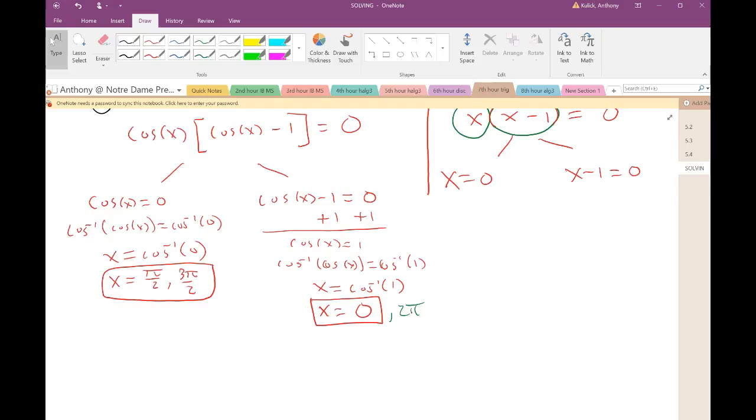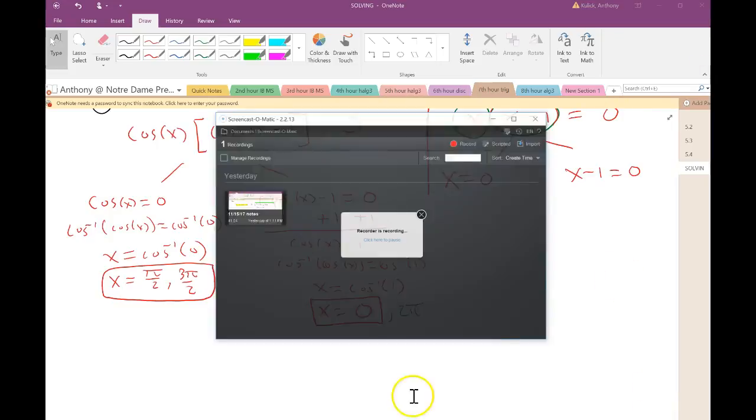We have 5 minutes left. I don't think I can start and finish another example in that amount of time. Let's stop here. I don't have anything for you guys to work on tonight.